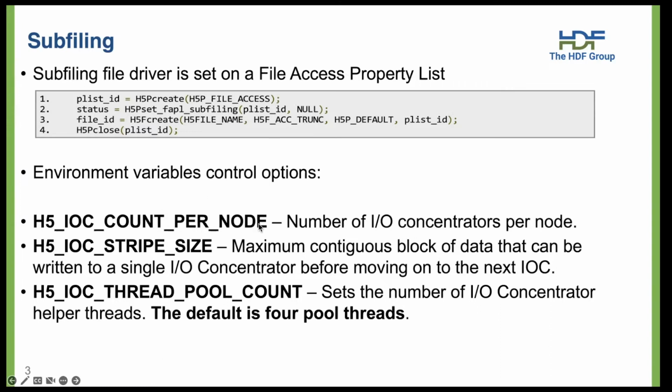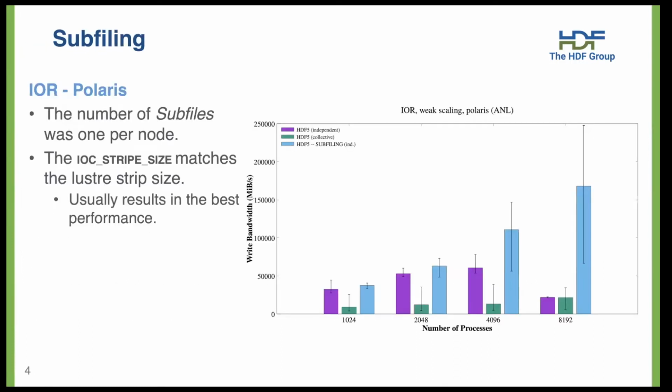Some of the important ones are the number of IO concentrators per node, which is the number of subfiles, the stripe size, and then the number of background threads that the IO concentrator uses. We have noticed that with the stripe size, if you use H5Pset_alignment and set the alignment value to be the same as the stripe size, you get pretty good performance compared to not having them the same.